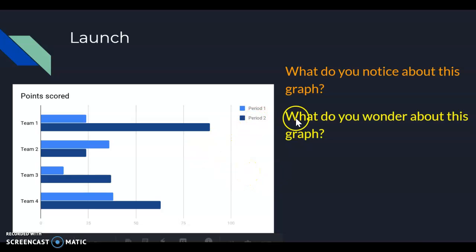Our second question, what do you wonder about this graph? You could be wondering, for instance, how many periods did they actually have? Did they play just 2 periods, or was it more than 4? Are we missing some data, or is this everything? Those are just questions you could be thinking about when we consider what you wonder about it.